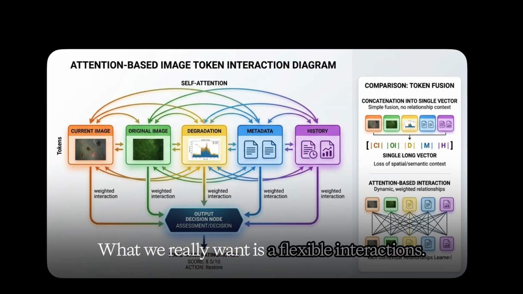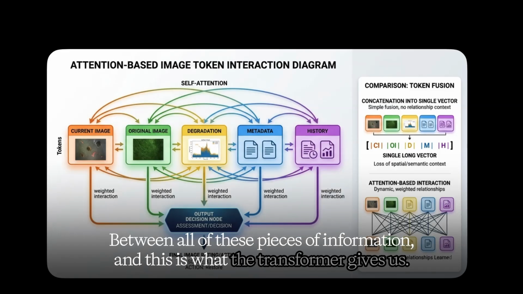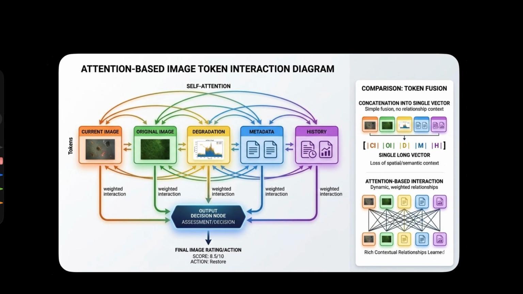What we really want is flexible interactions between all of these pieces of information, and this is what the transformer gives us. Through the attention, we let them talk to each other, and now the model can learn things like, this image is blurry, and the degradation says it's blurry, so deblur is useful.